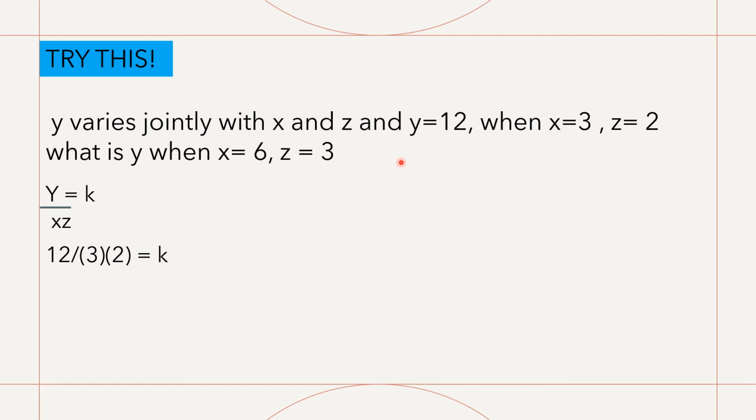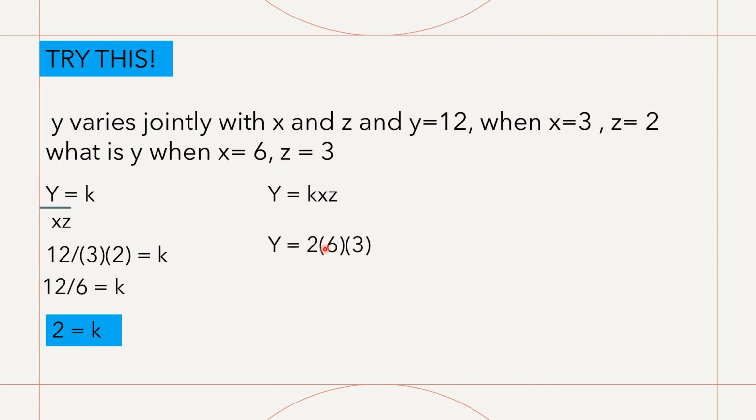So here to find for K, 12 divided by 3 times 2. That is X times Z. So 12 divided by 6, and that is 2, the value of k. So now we can solve that. You can use that value of k to solve for the value of y by substituting all these values k, z, and x. So 2 times 6 times 3. 2 times 6, that is 12, times 3, that is 36. That's the value of y. Did you get it right?